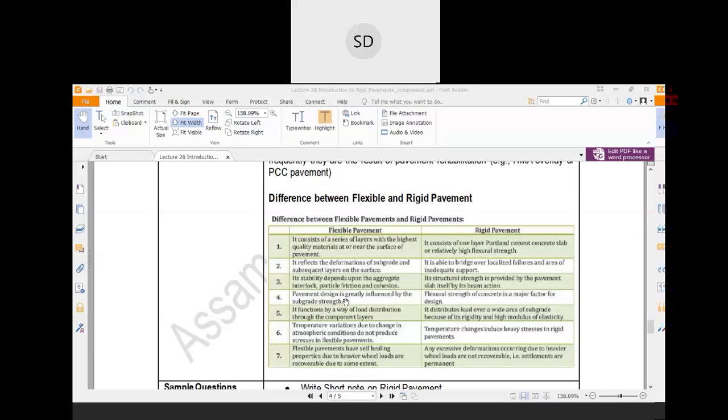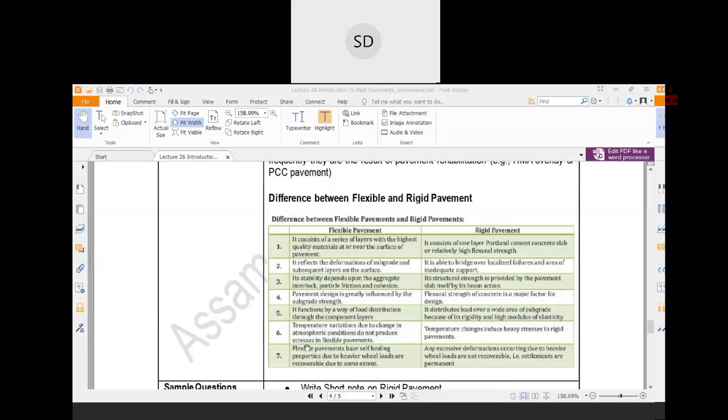Pavement design is greatly influenced by the subgrade strength. So if the subgrade is strong enough, the pavement strength would be higher. If the subgrade is weak, the pavement strength would be lower. Now for the rigid pavement, the strength will depend on the surface layer, which is made up of cement concrete. It functions by load distribution through the component layers grain to grain, and it distributes load over a wide area of subgrade because of its rigidity and high modulus of elasticity.